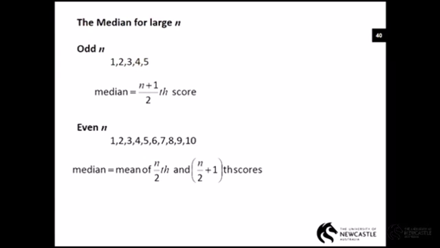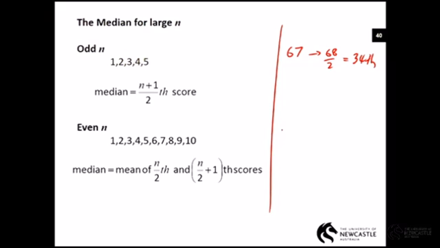So say, for example, what if I had, the example I just mentioned, what if I had 67 numbers? Well, 67 plus 1 is 68, and on 2 is equal to 34th. If I lined up 67 numbers and I was asked for the median, I just want to know what the 34th score is. That's it.